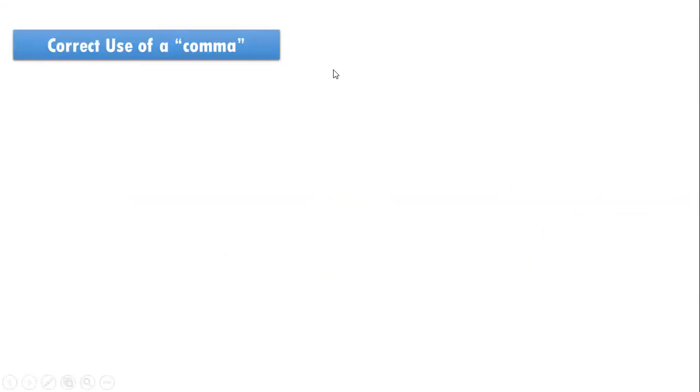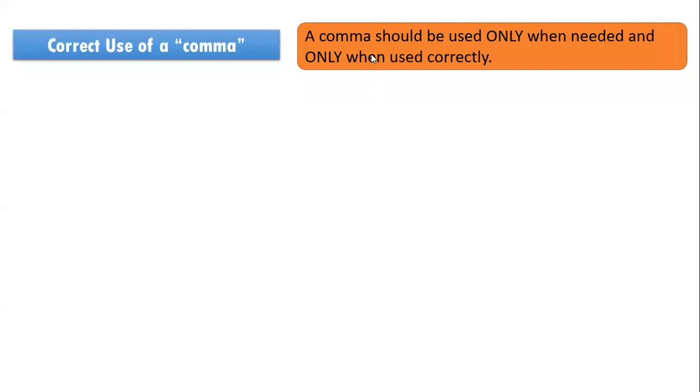Now we go for correct use of a comma. Comma is something very simple and confusing and tricky at the same time. So we have to make sure that the comma is correctly used. Let me remind you of what we have mentioned before. A comma should be used only when needed and only when used correctly. I have to make sure that I need the comma. I have to make sure that the comma is correctly used.